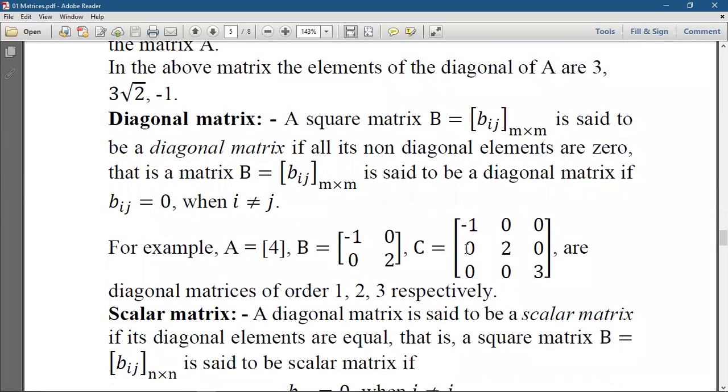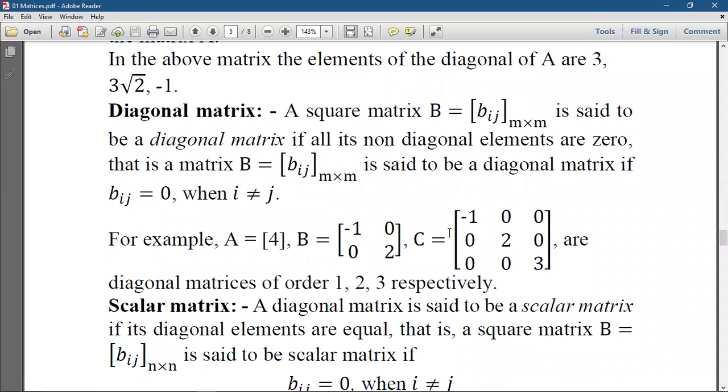Then what is a diagonal matrix? A diagonal matrix must be a square matrix. A square matrix B = [Bij] of order m by m is said to be a diagonal matrix if all its non-diagonal elements are 0. That means except for the diagonal elements, all elements are 0. That means diagonal elements must be non-negative.